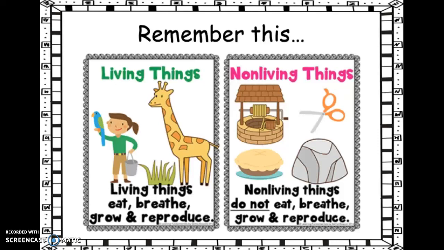Always remember this. Living things eat, breathe, grow, and reproduce. In the picture right here, you can see that living things could be a giraffe, grass, the lady, the bird. Non-living things do not eat, do not breathe, do not grow, and do not reproduce, like the scissors, the water well, the pie, or the rocks.